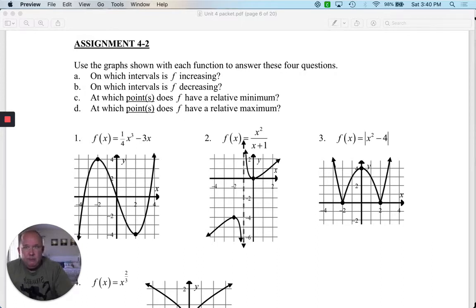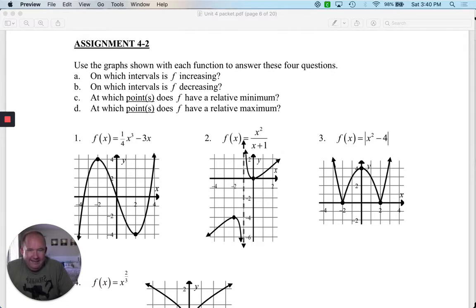Assignment 4.2 says, for all these questions that you see, the next four, on which intervals is it increasing, on which is it decreasing, at which point is there a minimum, and at which point is there a maximum. These are all just looking off the graph, and pretty basic questions, honestly. So don't let this be too complicated. I'm going to write down the answer on my piece of paper, then I'll share it with you.